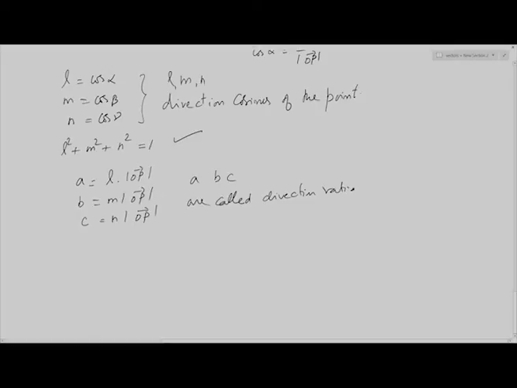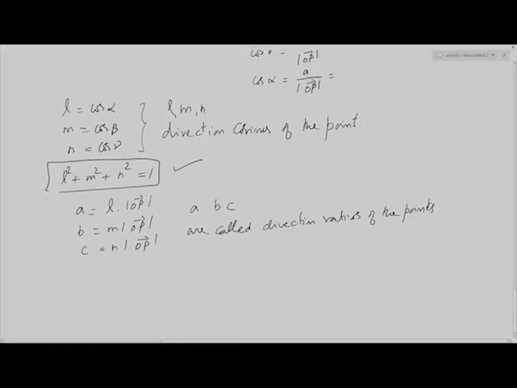But remember, for the direction cosines of the point P, we have l square plus m square plus n square equal to 1, whereas a square plus b square plus c square is not equal to 1 in general. So, direction cosines and direction ratios, do not get confused.